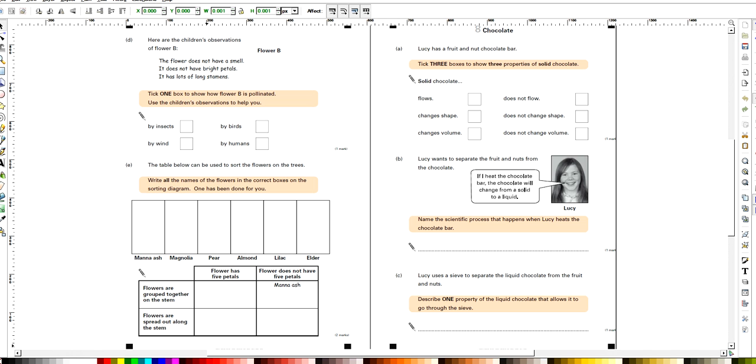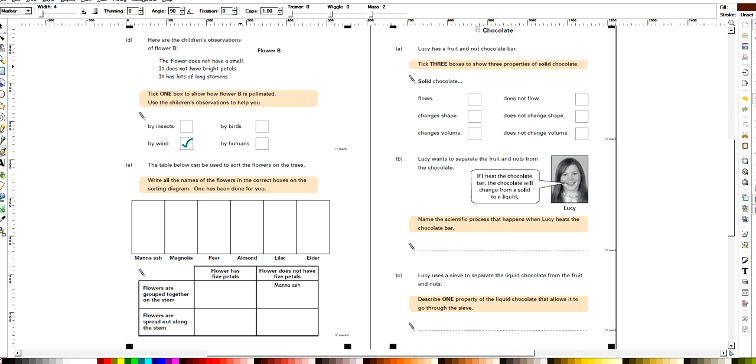Okay. Here are the children's observations on flower B. The flower does not have a smell. It does not have bright petals. It has lots of long stamens. Tick one box to show how flower B is pollinated. If it's a long stamen, it'll be pollinated by the wind. By the wind.